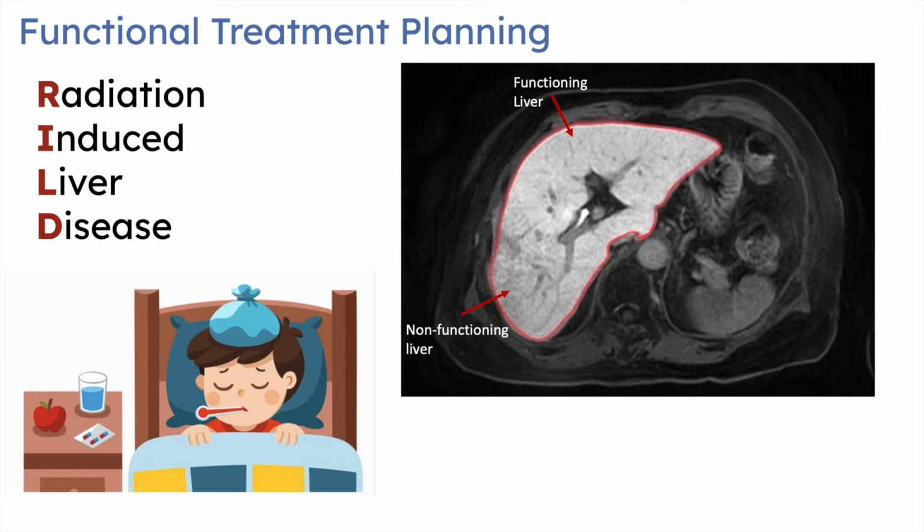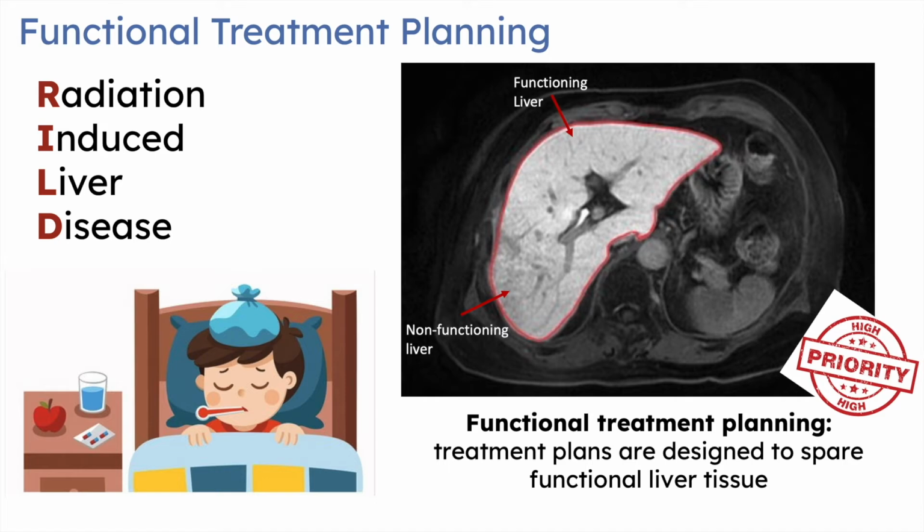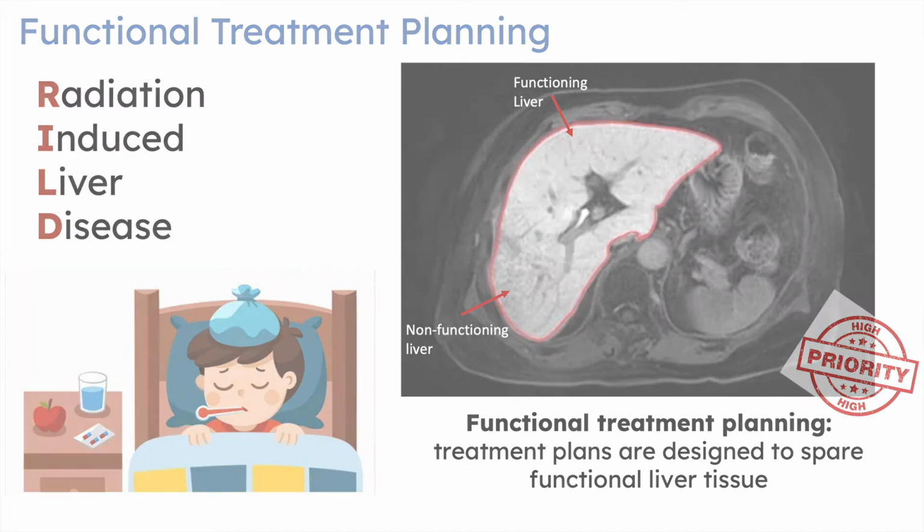There is a novel technique called functional treatment planning, where individualized radiation treatment plans are specifically designed to spare highly functional liver tissue. This is compared to the conventional technique, which assumes the liver to have uniform functionality and doesn't prioritize the important high-functioning tissue and puts the patient at higher risk.